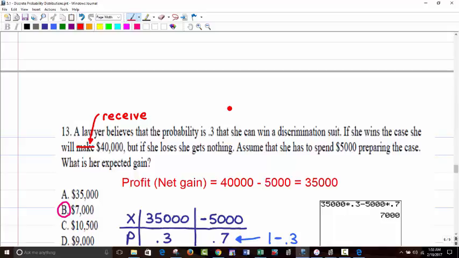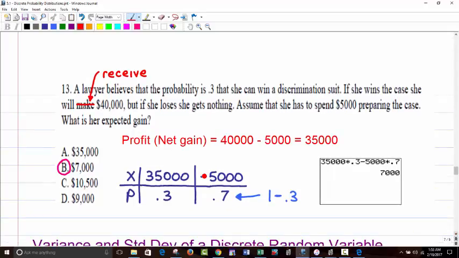Now, there's a couple ways you could do this. I could have probably done this another way, which I'll talk about in a second, and I think it would have worked the same way. So there are two ways to do it, but I just chose to do it this way. I chose to look at it as if she receives $40,000, that's not pure profit. That's revenue, I guess, for you business folks there. So if she's spending $5,000 no matter what, she really only gains $35,000.